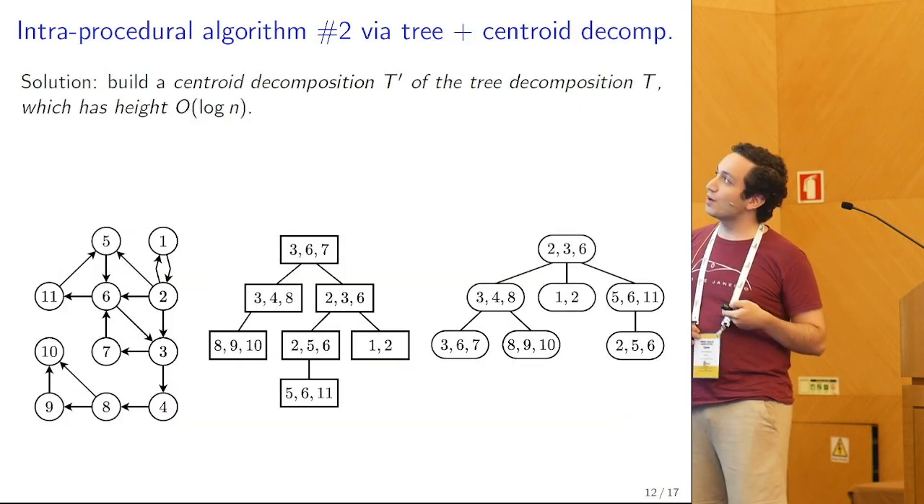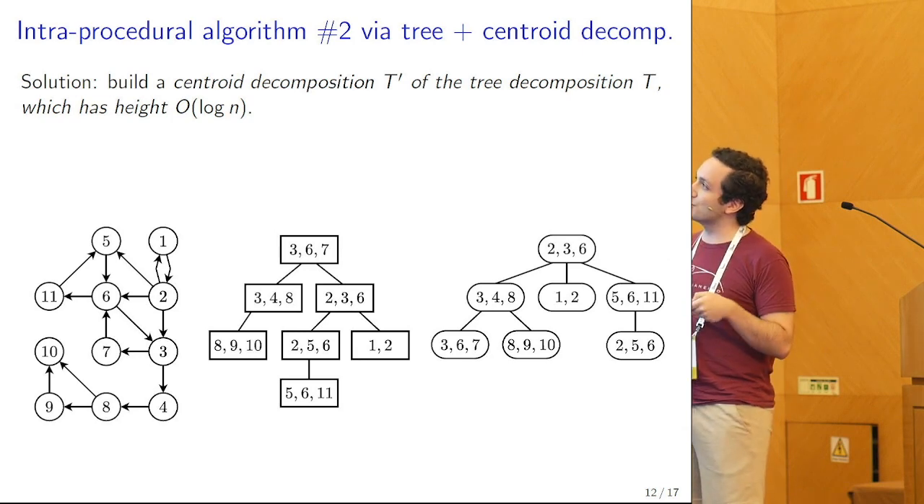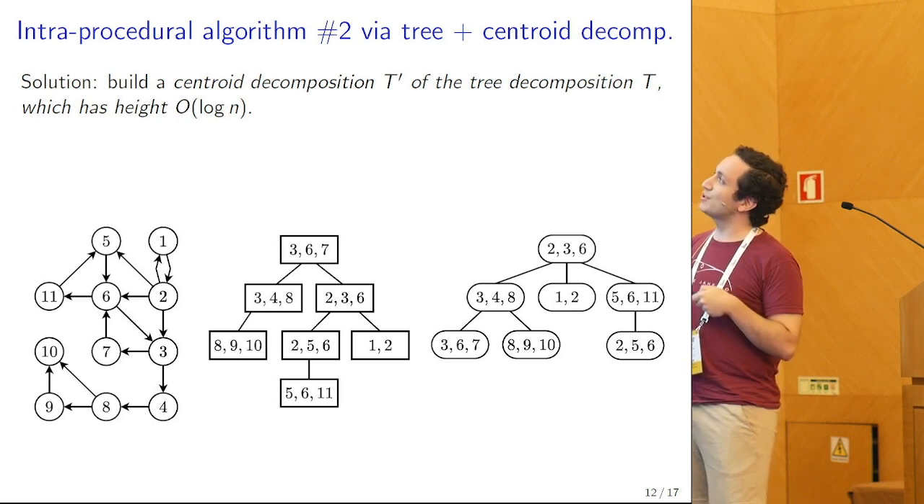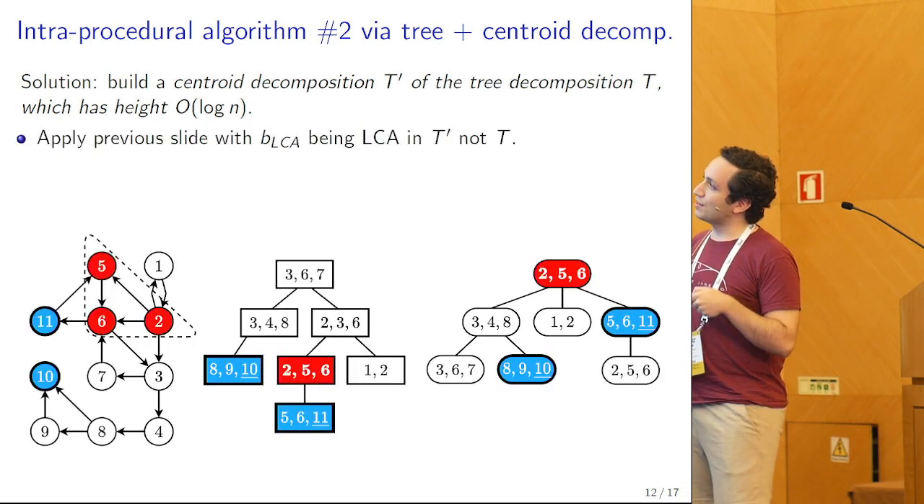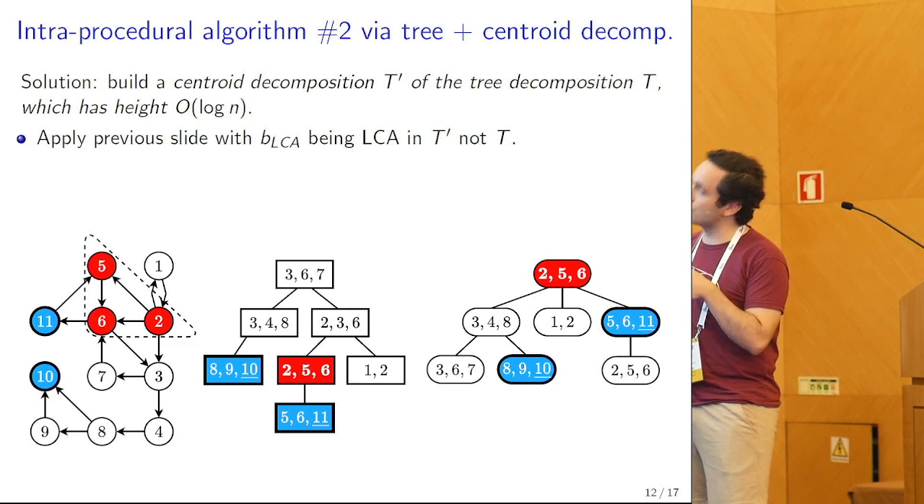So we overcome this by defining another decomposition called centroid decomposition. We define it over this tree decomposition. So it has some properties. One of them is that it has height log n. And instead of choosing the point where we break our query to be the least common ancestor in this tree decomposition, we choose it to be the least common ancestor in this centroid decomposition.